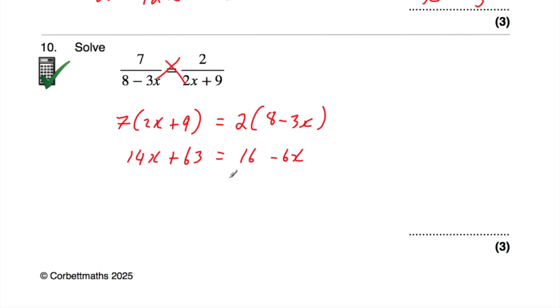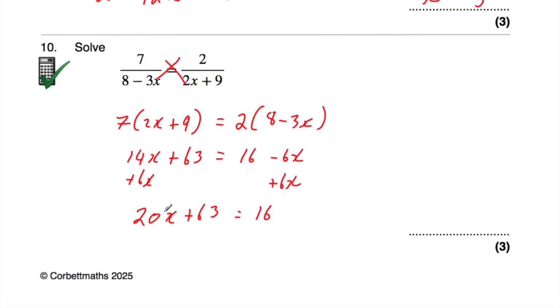Now we need to solve the equation. So let's have a look here. So we've got x's on both sides of the equation. So let's get rid of the lowest number of x's. So we've got 14x's and minus 6x's. So minus 6x's is the lowest number of x's. So let's add 6x's to both sides of the equation to get rid of the minus 6x's. So 14x's plus 6x's is 20x's. And then we've still got our plus 63, and that equals, and on the right-hand side of the equation, we're adding 6x's to get rid of the minus 6x's, so we'd just be left with 16.